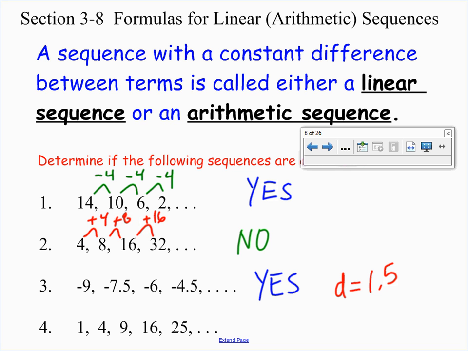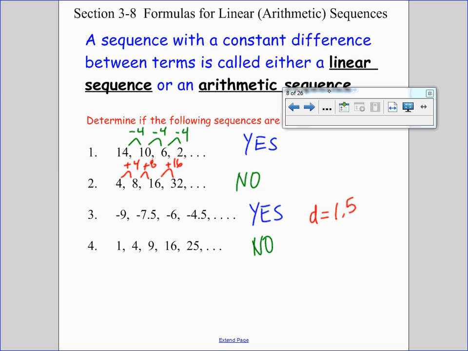Great. What did you guys say for number 4? Mark and Taylor? No. Raise your hand if you had no for number 4. Okay, and why did you say no, Mark? The addition changes every time.